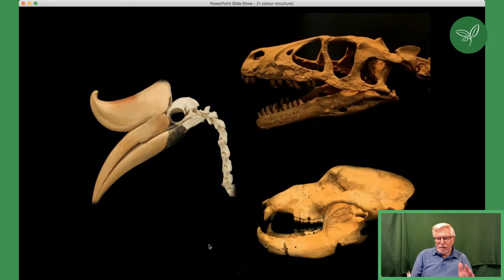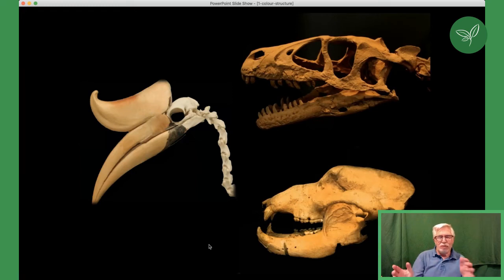Three structures, all skulls. And you take a look at those things, you know right away which animals are dangerous, which animals are not. Now, one is extinct. That's the skull of a dinosaur. The other is an extinct bear. And then there's a hornbill. How those skulls evolved gives us clues as to what the animal does.